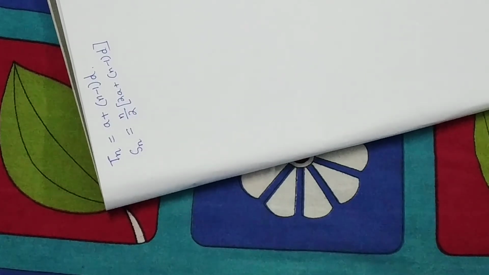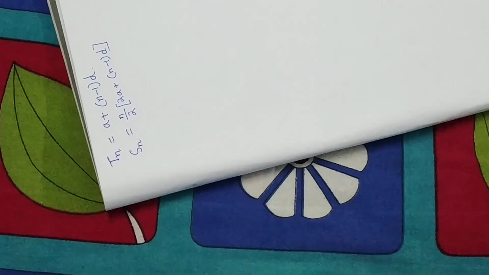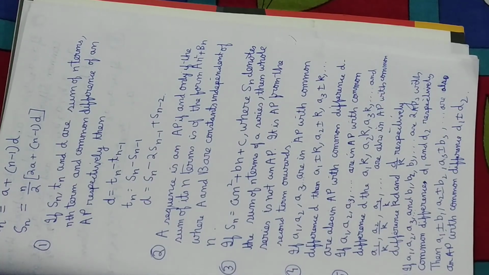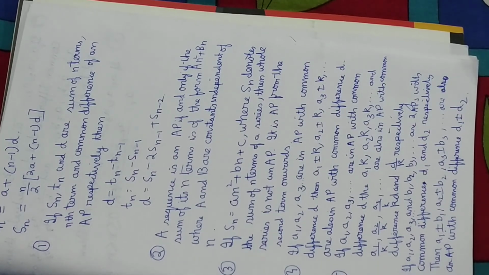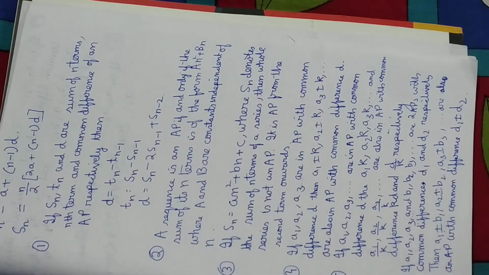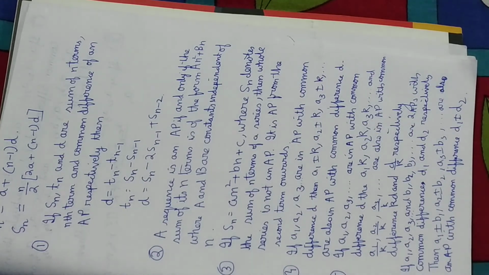Now I will give you some properties which you need to know to solve a few questions. These are the properties. First property says, if Sn, Tn and D are the sum of n terms, nth term and common difference of an AP respectively, then D is equal to Tn minus Tn minus 1. Tn is equal to Sn minus Sn minus 1. D is equal to Sn minus 2 Sn minus 1 plus Sn minus 2.